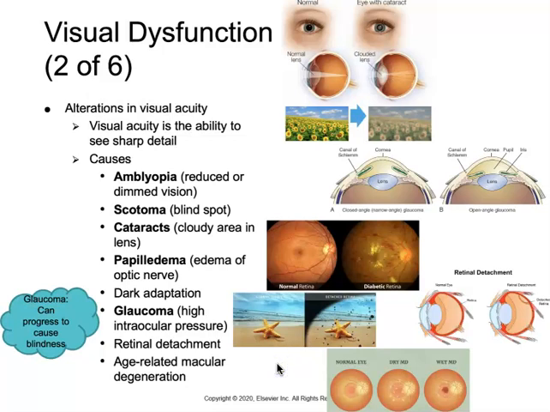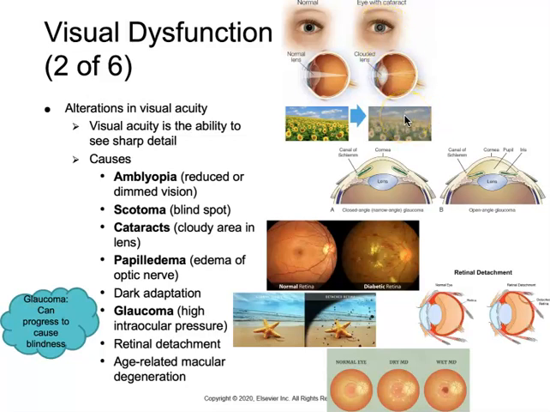Now, when we have alterations in visual acuity, that means we are not able to see as sharp. With amblyopia, we will have a reduced or dimmed vision. Scotoma is going to be when we have a blind spot, and I tried to put some images on here for you to get an idea. So with cataracts, you are going to see a cloudiness in the lens. So even when looking at the person, and here they've illustrated that. So you see almost a fogginess here, like a clouding or an opacity with the lens.